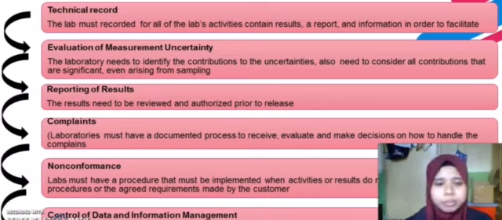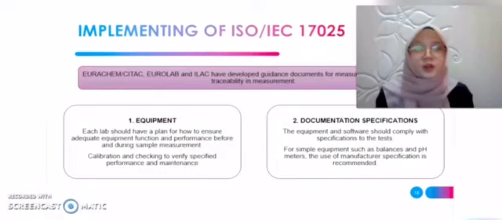Next is non-conformance. The lab must have a procedure that is implemented when an activity or result does not conform to its own procedure or the agreed requirements made by the customer. And lastly, control of data and information management. Labs need to verify that they have the necessary access to data and information needed to perform all of their activities. In implementing ISO 17025, Eurachem, CITAC, EUROLAB, and ILAC have developed guidance documents for measurement uncertainty and traceability in measurement.